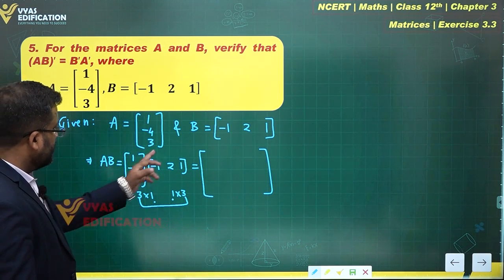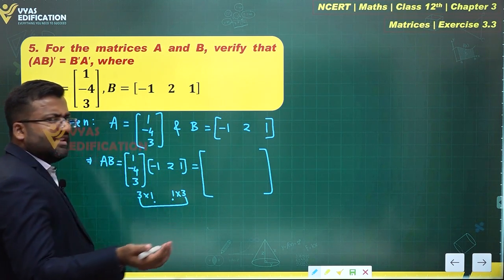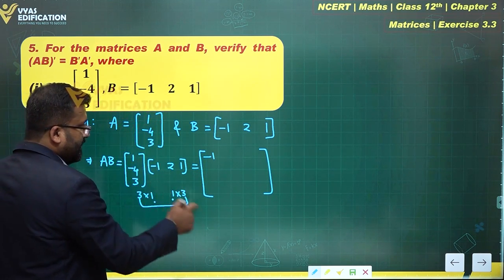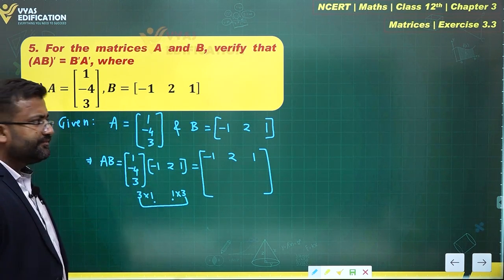Let's take a look at this. The first row gets multiplied with the first column to give us this element. So 1 gets multiplied with minus 1. There's nothing to add after that, right? This is minus 1. Next, 1 gets multiplied with 2, we get 2. 1 gets multiplied with 1, we get 1. This is the first row.